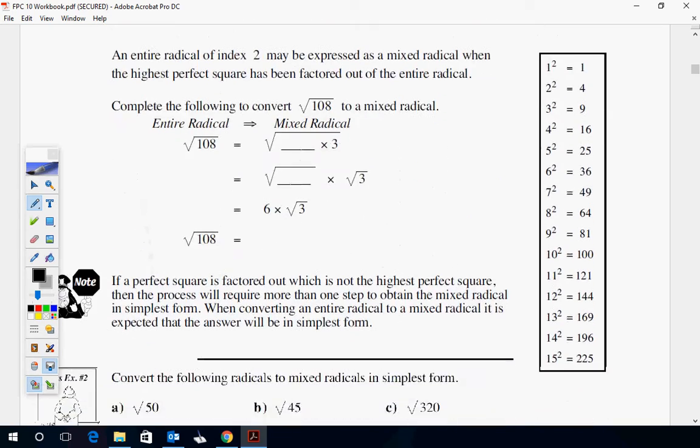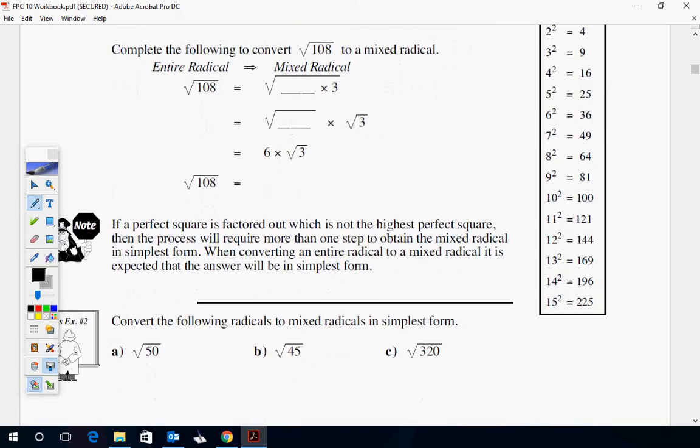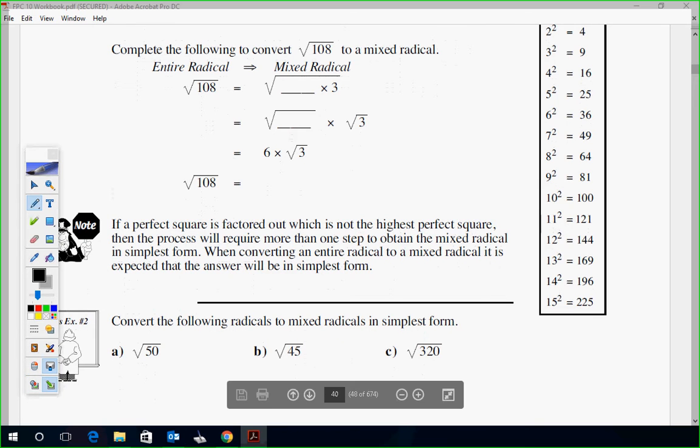Okay, so now we're going to talk about converting from entire to mixed, which simply means simplifying radicals. This is a strategy that I use. I told you guys that you need to know 1 squared through 15 squared in order to be really good at these. If you know those, it's going to be easier to see your number patterns.